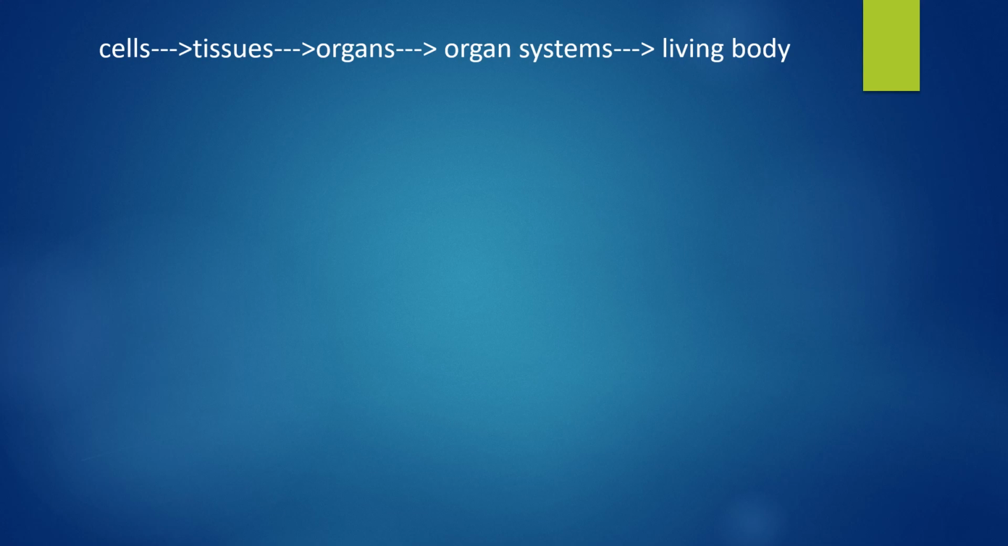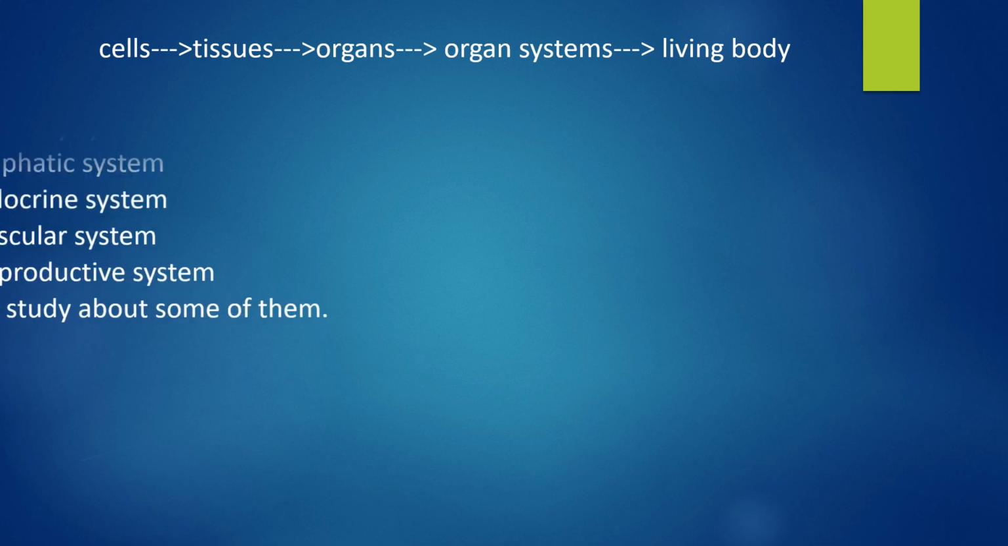So first cells, then tissues, organs, organ systems, and living body. First of all, the small parts are called cells. Then come tissues. Then they become organs like eyes, ears, legs, hands, skin. Then all these things together are called an organ system, like heart, stomach, intestines. Then the entire body is called a living body.